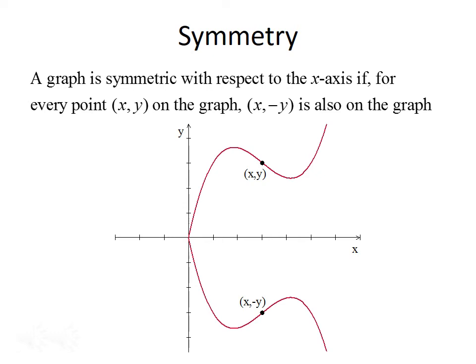So we have a graph here that is symmetric with respect to the x-axis. So what we can see is that the x-axis acts as a mirror. What's above the x-axis looks the exact same as what's below the x-axis, only in different directions.